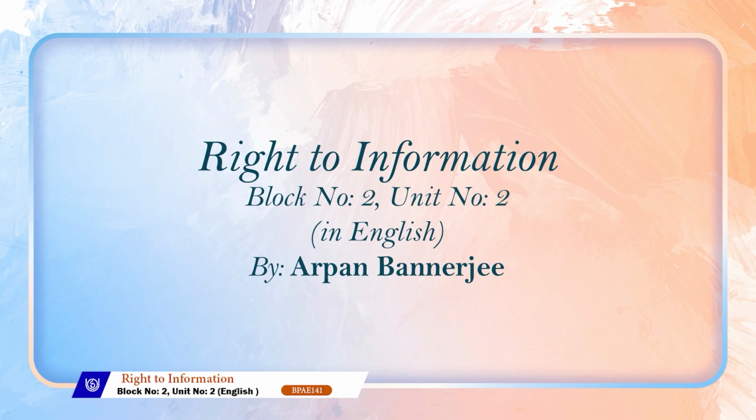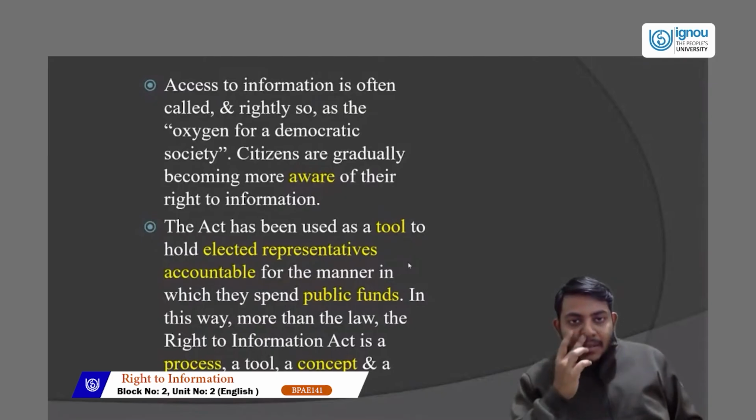Now, access to information is often called the oxygen for a democratic society, and it is rightly so, as democracy is deepening its roots across the world, as there is a democratic upsurge taking place throughout the world. What we see is that the awareness about the right to information is gradually increasing in citizens. So that is why access to information has been termed as an oxygen for democratic society.